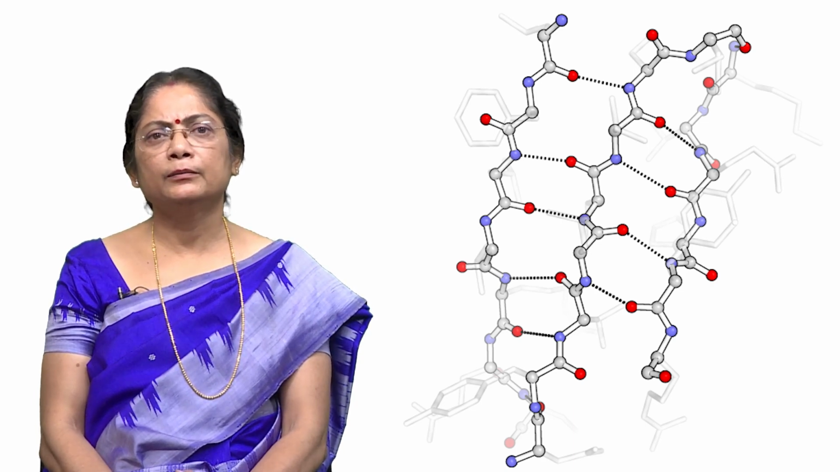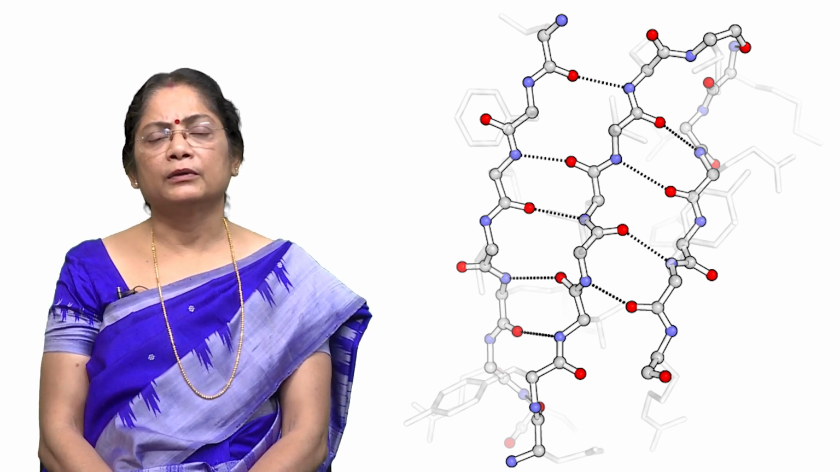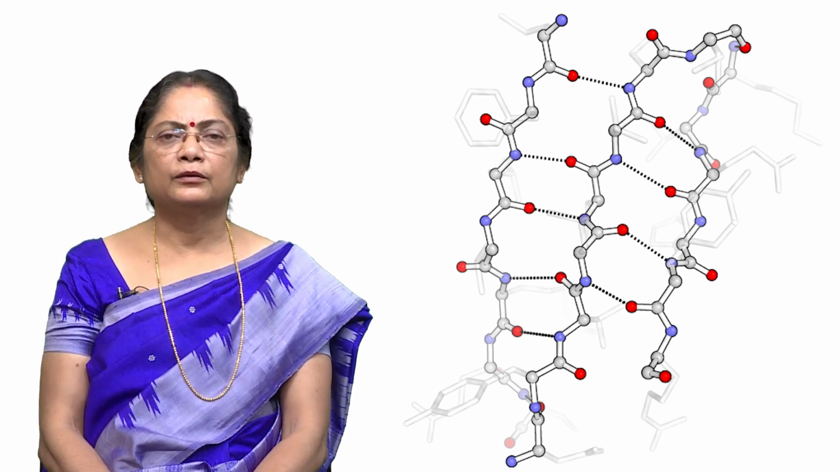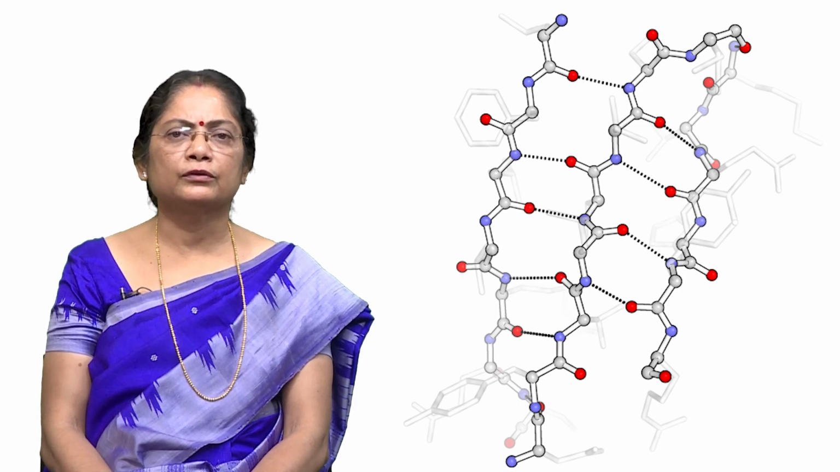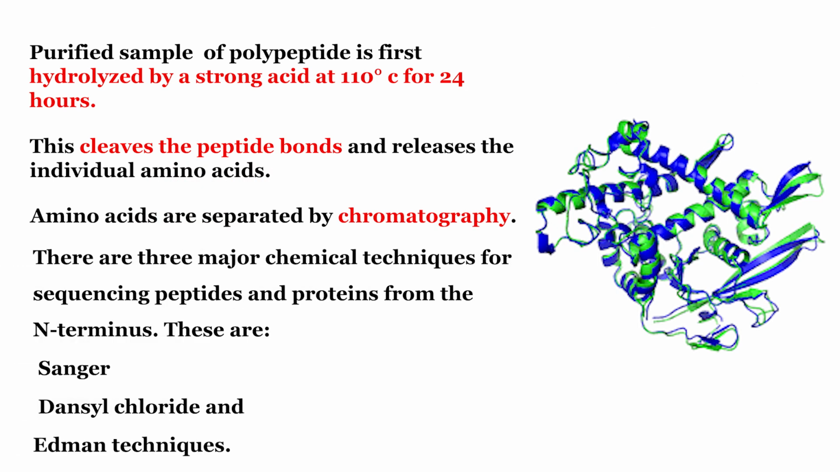Now, there are three major chemical techniques for sequencing peptides and proteins from the N terminus, because we know that the primary structure of a protein has an N terminal end and a C terminal end, and we are going to sequence the protein through the N terminus. So, there are three major chemical techniques. These techniques are Sanger's technique, dansyl chloride and the Edman technique.